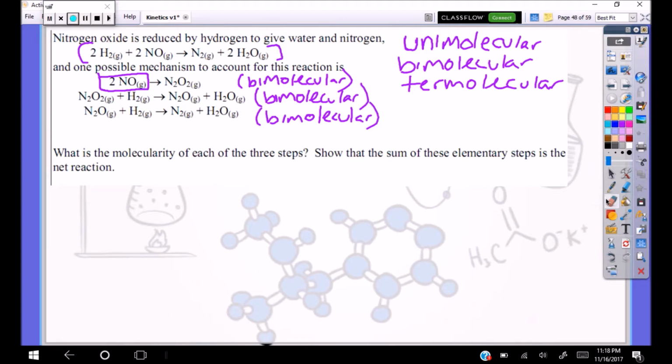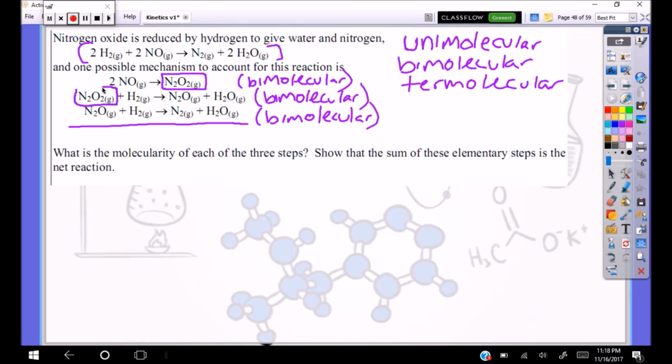Now we want to take a look closely at these. They don't tell us which is fast or slow, so we can't actually determine the rate of reaction yet, but we can try and figure out which things will be in the reaction and which things will be intermediates. Okay, so I'm going to put a box around my intermediates. So 2NO, I want that to be part of my overall equation, but N2O2, that will be an intermediate.